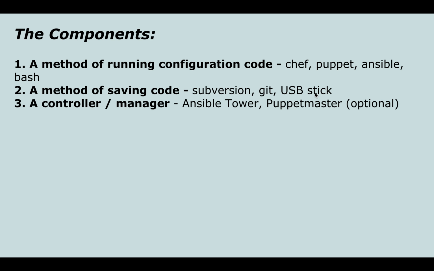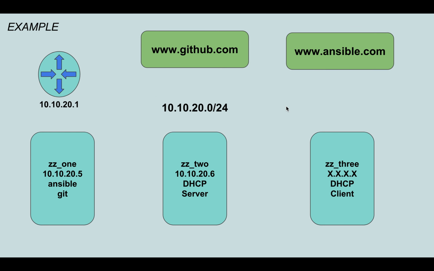And if you're fancy, you can use a controller. Ansible has Ansible Tower. Puppet has a Puppet Master, and the concept here is that you've got one centralized server that's controlling this scripting and pushing it out when you want it and documenting stuff, and that's a fancier way to do it. So here's my example.